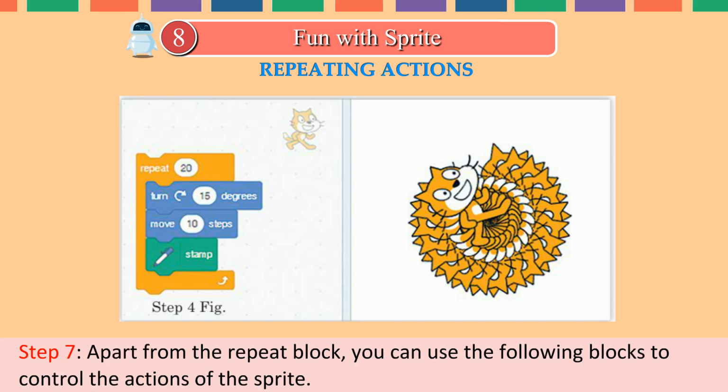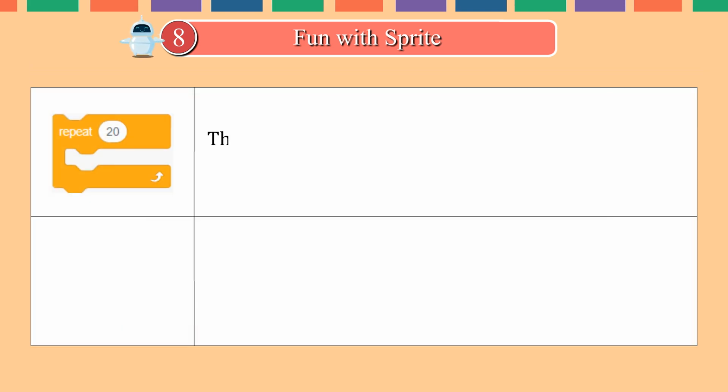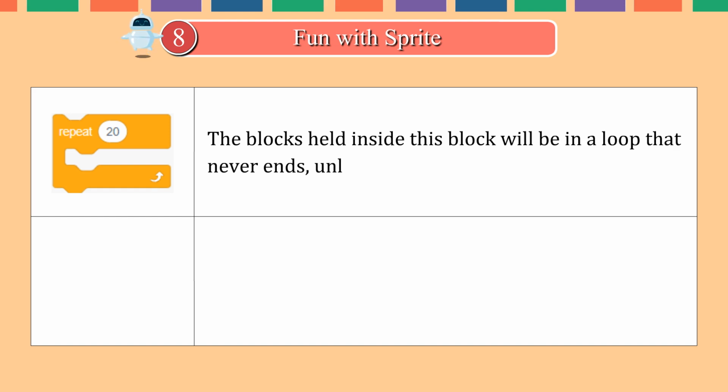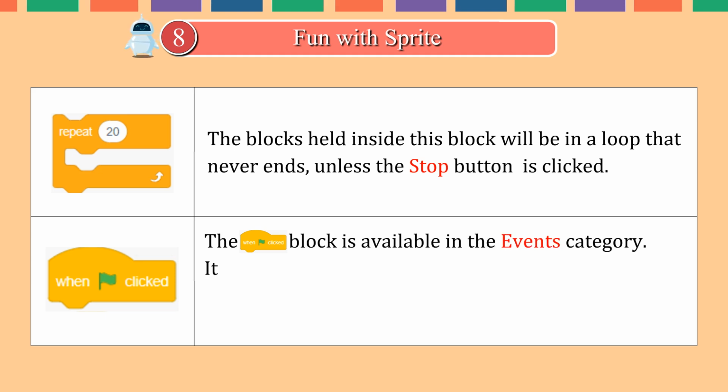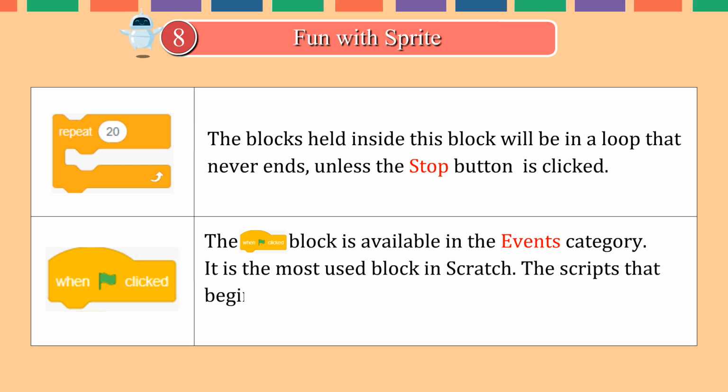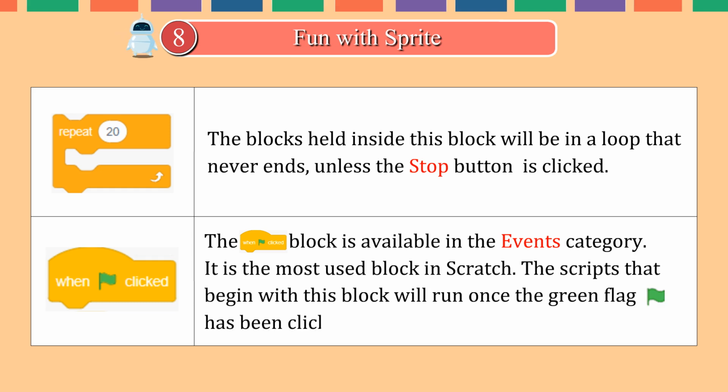Step 7. Apart from the Repeat block, you can use the following blocks to control the actions of the sprite. Forever. The blocks held inside this block will be in a loop that never ends unless the stop button is clicked. When green flag clicked. The block is available in the Events category. It is the most used block in Scratch. The scripts that begin with this block will run once the green flag has been clicked.